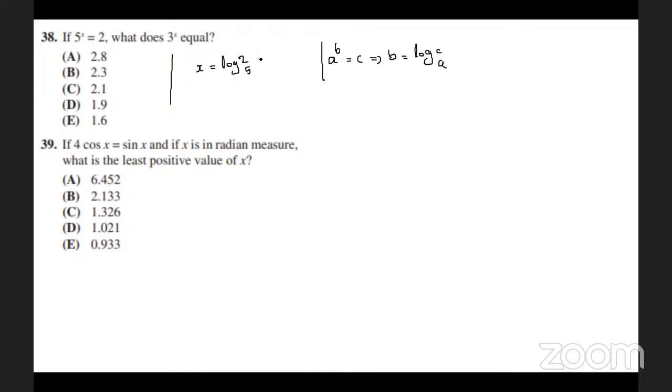0.43 or something. Very good. 0.43 is correct. Now what is asked? 3 to the power of x is asked. For x, sir, that means 3 power 0.43, which is 1.6. The answer is 1.6.